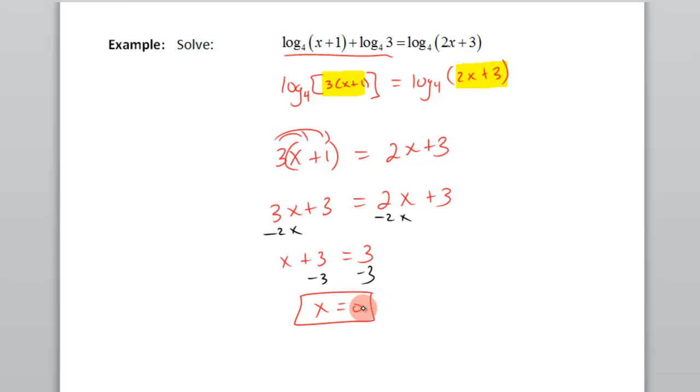And let's check this one because that's kind of a nice answer, isn't it? If I put 0 in here, I get the log base 4 of 1, plus the log base 4 of 3, and that is supposed to equal the log base 4 of 3, when you put 0 here. Well, what's this? 4 raised to what power is 1? That's just 0 in itself, and then look, they're equal. So that's the answer. x is 0. That makes that true.